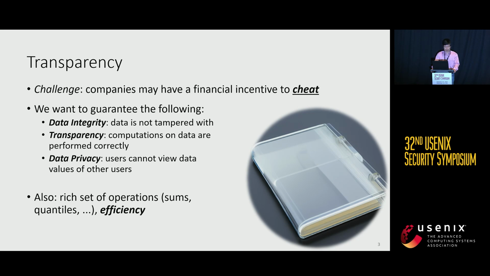So we need to guarantee the following requirements for providing the data service. The first is data integrity, which means the data will not be tampered with when the data service is provided. The second is transparency, to make sure computations on the data are performed correctly. The third is data privacy, to make sure that users cannot view the data values of other users. Another requirement is efficiency, to make sure it can effectively support a rich set of operations like sums or quantiles.